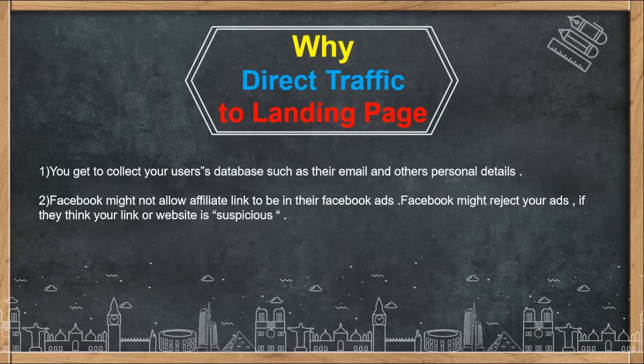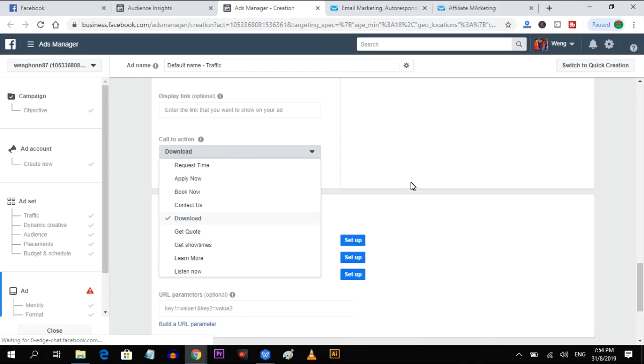Second, Facebook might not allow affiliate links in their Facebook ads. Yup, you are right. Facebook might reject your ads if they think your link or website is suspicious. So your best bet is to direct the traffic to your landing page. Next, the call to action button. There are a couple of options that you can choose from, and I will choose download.